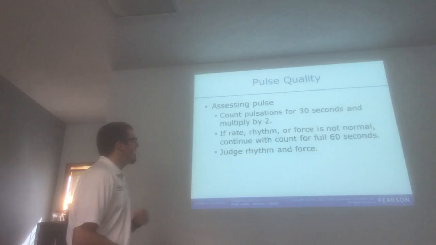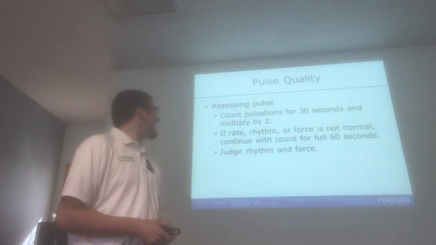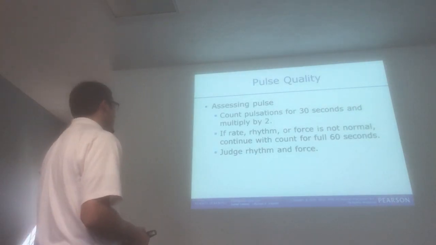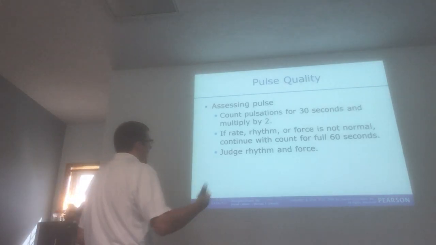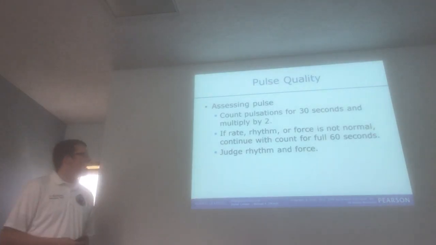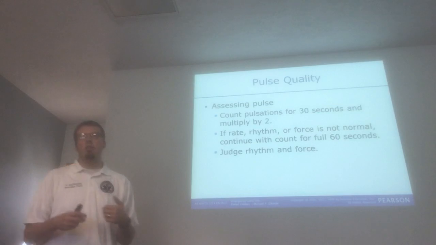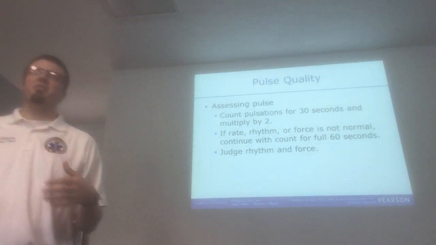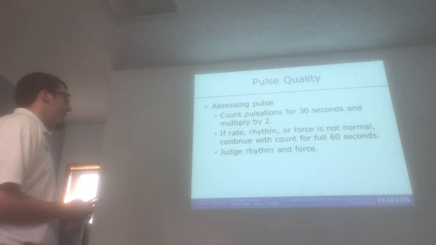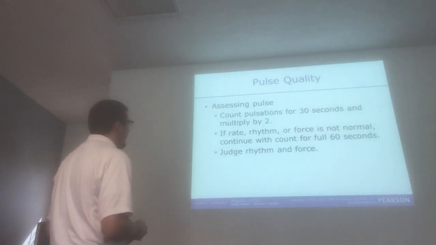So assessing pulse, we're going to count pulsations for 30 seconds, and then we're going to multiply by 2. We talked about that. We're going to look for rate, rhythm, and force. If it's not feeling normal, we might need to do that for a full 60 seconds, especially if it's very irregular, just to make sure we have a good judgment.